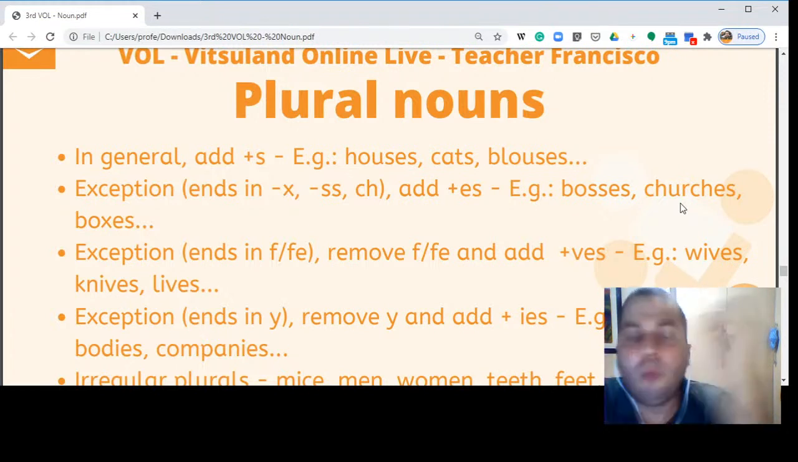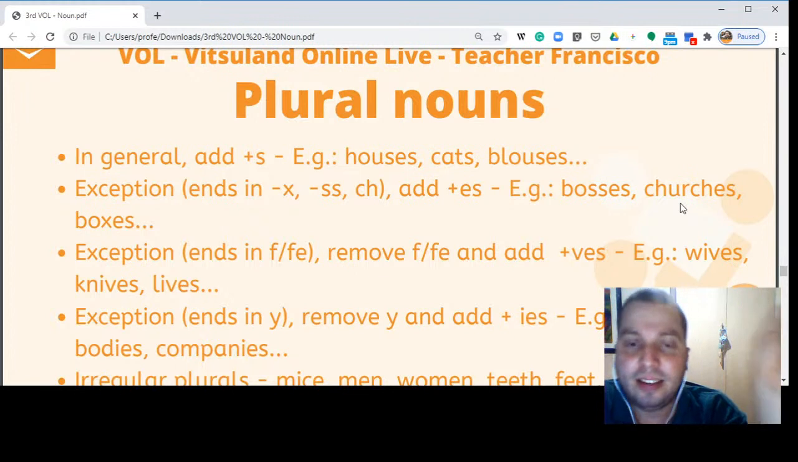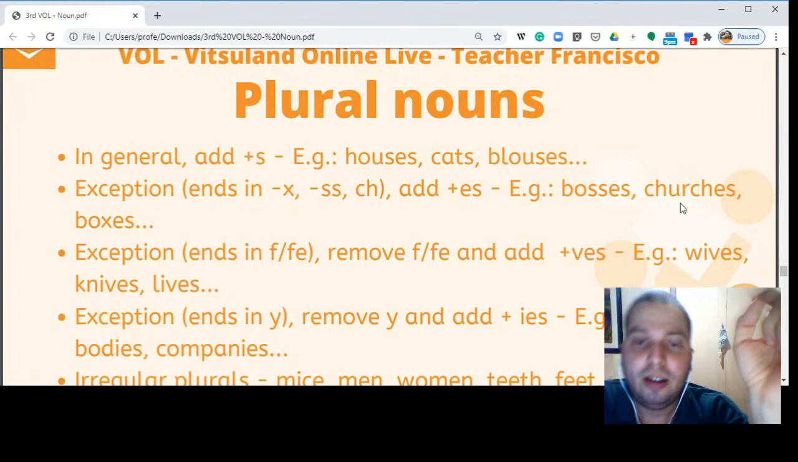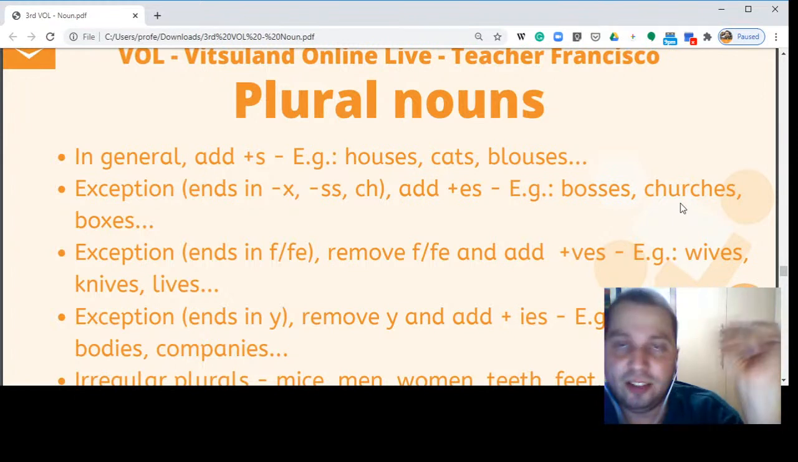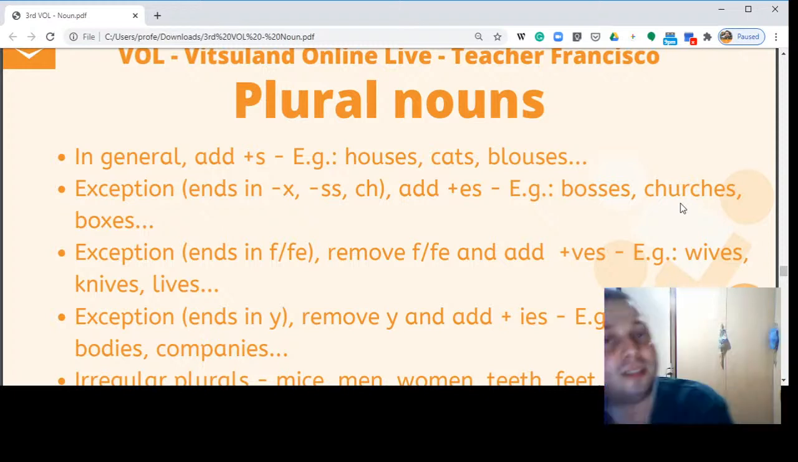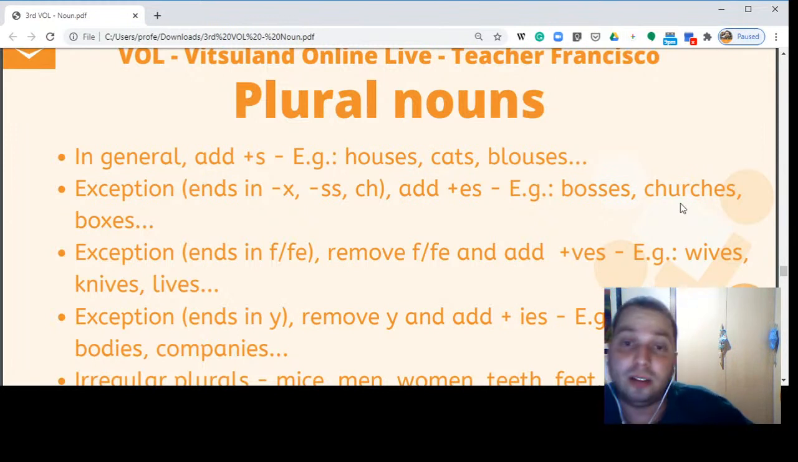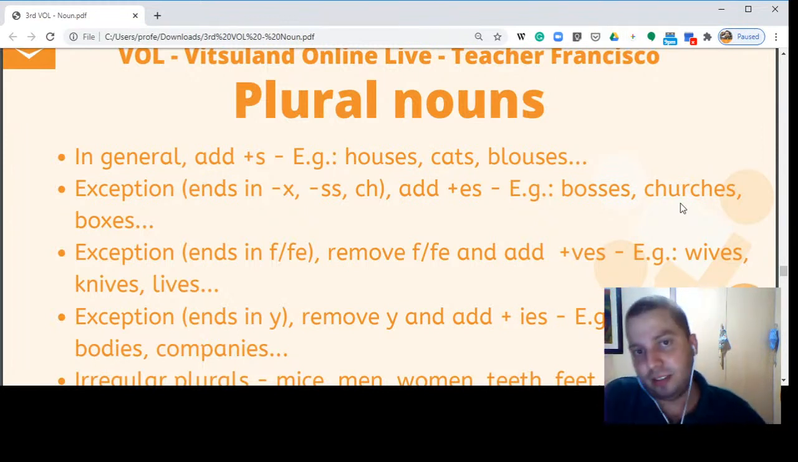What do we have as exceptions? We have words that end in x, ss, ch. We add es in general. So boss becomes bosses, process becomes processes, church becomes churches, box becomes boxes, fox becomes foxes. So when we form the plural of these words, we add es and not just s. Pay attention to these words.